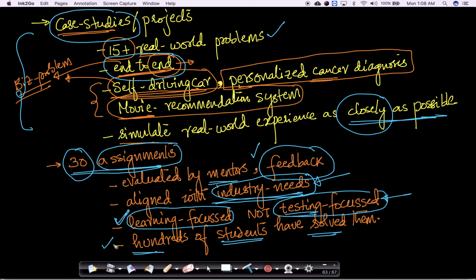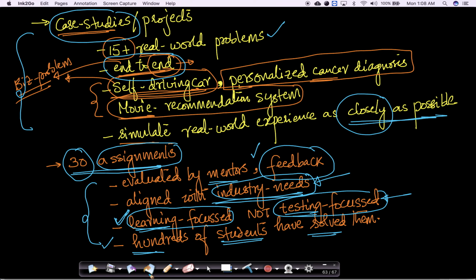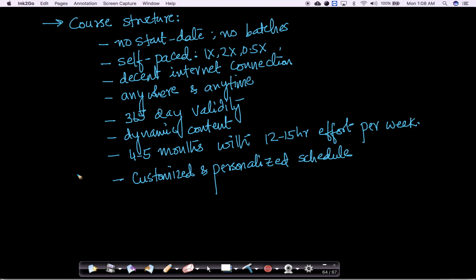Hundreds of our students who have no background, who didn't know anything, who have forgotten most of the mathematics, who are not good programmers, have solved these assignments successfully by putting in the effort, by putting in the time, by working hard. So these 30 assignments are for you to learn how to solve real world problems based on all the case studies and based on all the theory, all the practical aspects that we teach as part of the course. Okay, having said that, now let's go into the course structure itself, right?